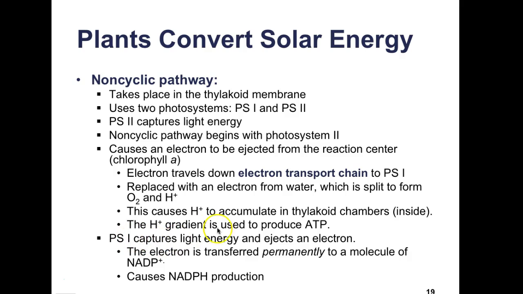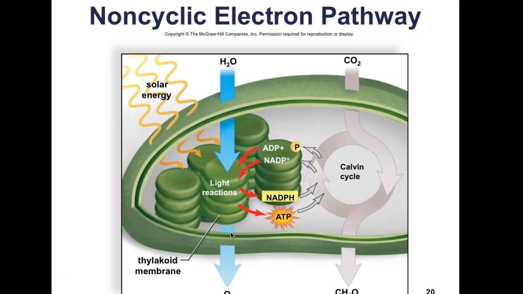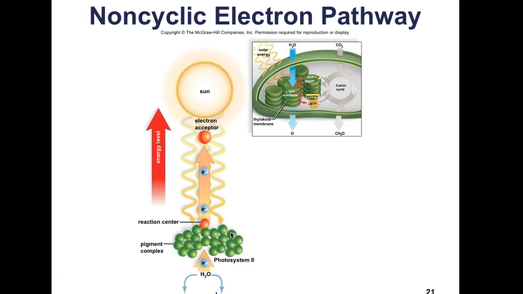In photosystem 1, basically what we'll have is the photosystem will capture light energy and eject an electron, and the electron is going to be transferred permanently to a molecule of NADP+. Remember, wherever that electron goes, so does what I would say is the wife, which is that hydrogen ion. So if NADP+ comes in, it picks up the electron, it picks up a hydrogen, and we form NADPH. NADPH is a high energy electron carrier molecule. And we could see all that happening here. We'll look at a diagram in class as well.